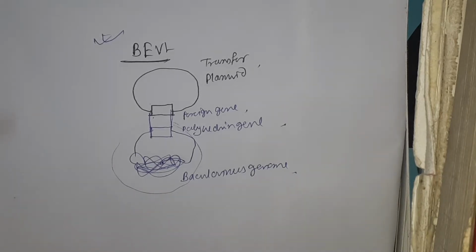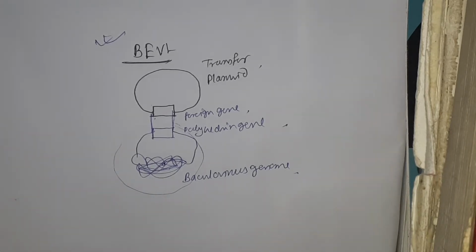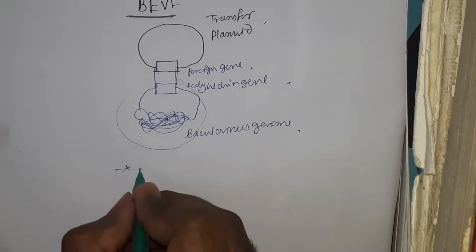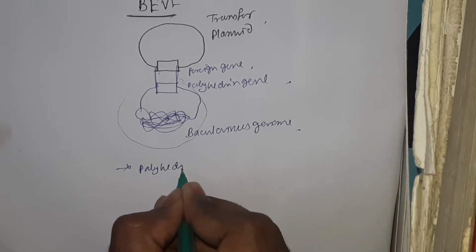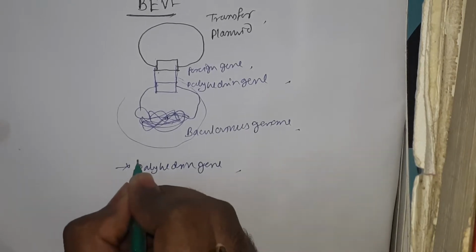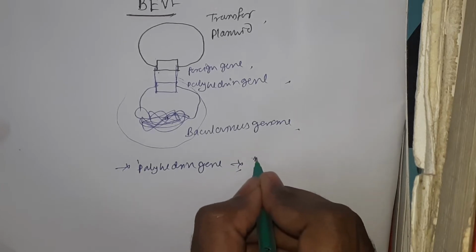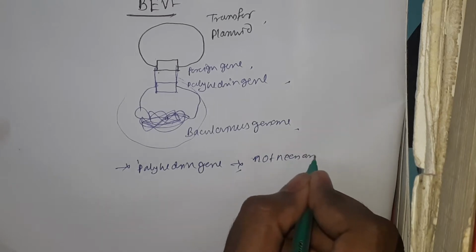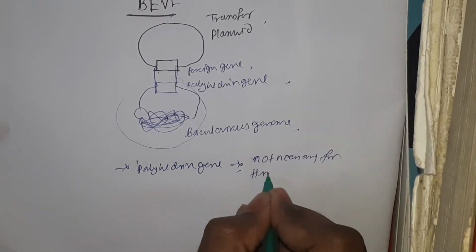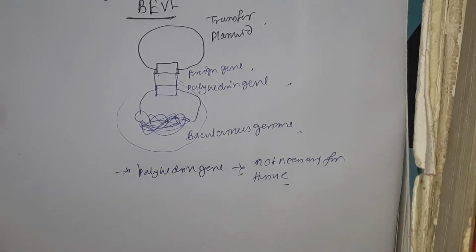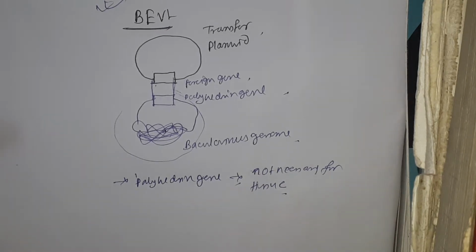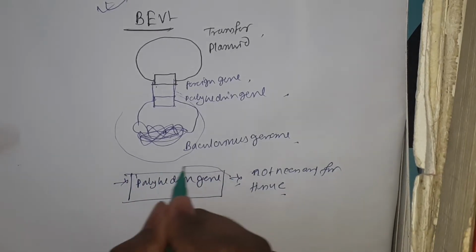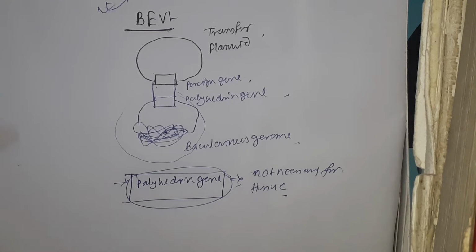The first thing is that if we carefully study the overall genome of baculovirus, then we find out that there are some genes, such as the polyhedrin gene, that are not necessary for their tissue culture life cycle. So the main idea of baculovirus expression vector is that we are going to replace this non-necessary gene of baculovirus, such as polyhedrin gene, with our foreign gene.